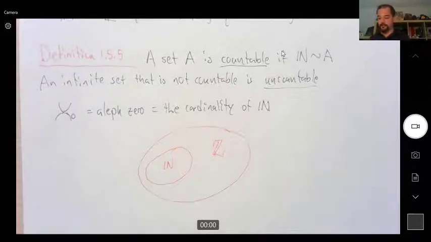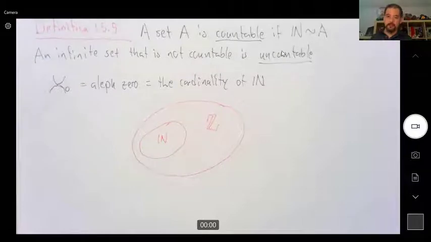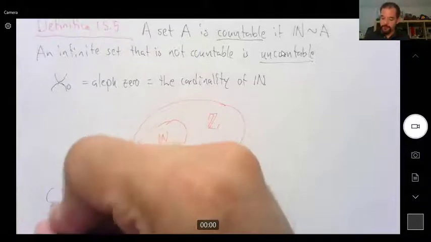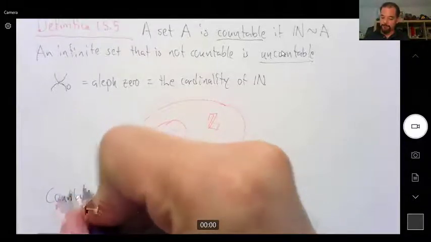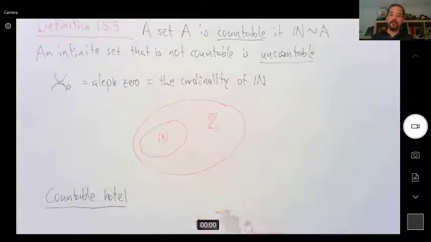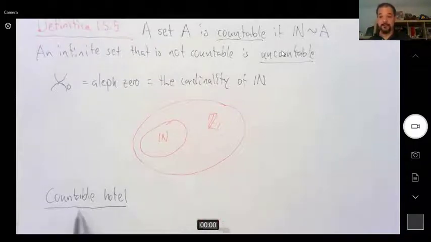Consider, if you can, imagine that you guys are the owners of an infinite hotel. More precisely, a countable hotel. So what I mean by this is that you have infinitely many rooms, and they are numbered. There's room 1, room 2, room 3. They are numbered using the natural numbers, hence countable, right?